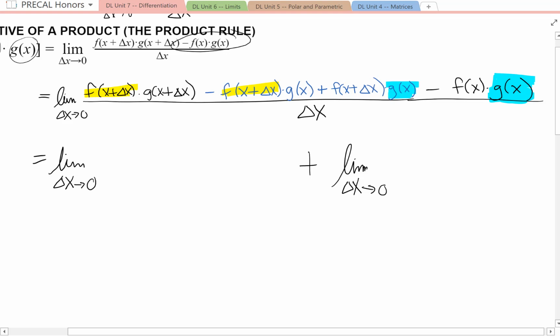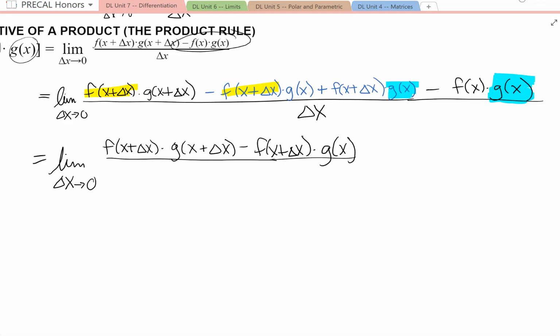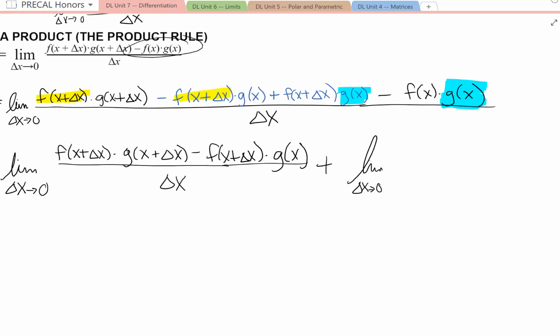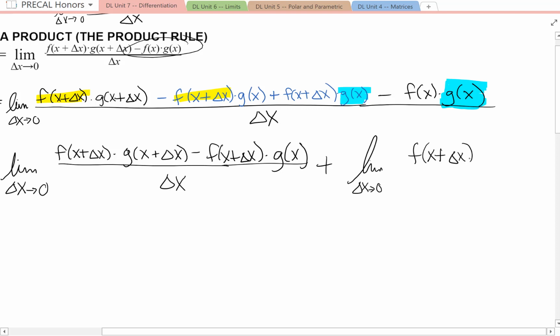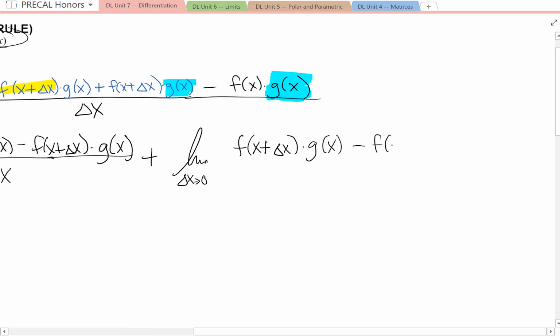Now in this first fraction, I'm going to have the first two terms, so f of x plus delta x times g of x plus delta x minus f of x plus delta x times g of x, all over delta x. Our second fraction is f of x plus delta x times g of x minus f of x times g of x, all over delta x.